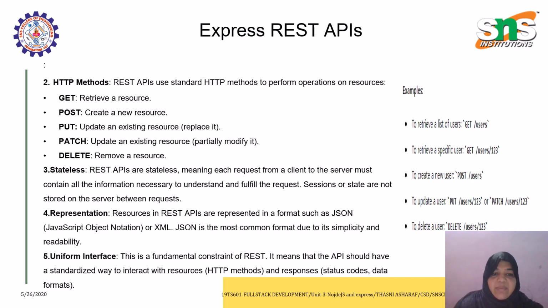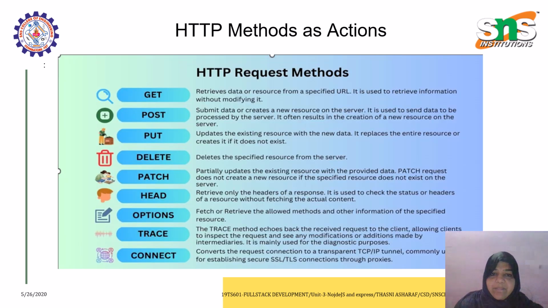Next is HTTP methods: get, post, put, patch, delete. Next is stateless, meaning each request from the client to the server contains all necessary information, and sessions or state are not stored. Representation is data represented in a format such as JSON or XML. A uniform interface is a fundamental constraint of REST. These are all the HTTP methods as actions: get, post, put, delete, patch, head, options, trace, connect.